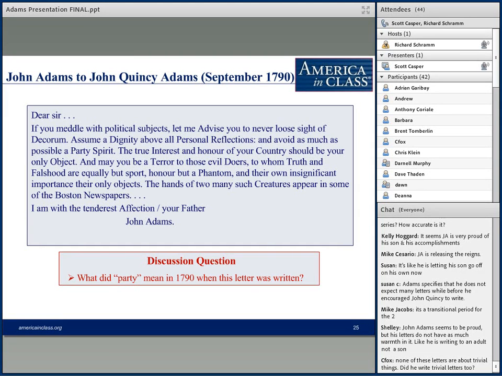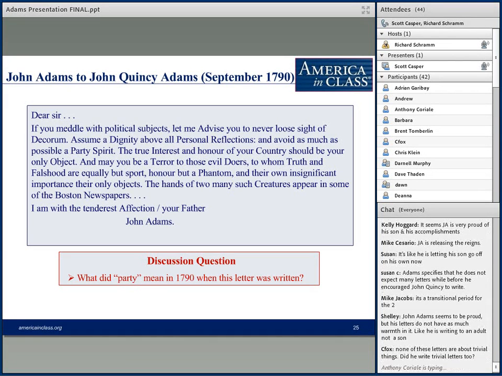And John writes to John Quincy, "Dear sir, if you meddle with political subjects, let me advise you to never lose sight of decorum. Assume a dignity above all personal reflections, and avoid as much as possible a party spirit. The true interest and honor of your country should be your only object, and you may be a terror to those evildoers to whom truth and falsehood are equally but sport, honor but a phantom, and their own insignificant importance their only objects. The hands of too many such creatures appear in some of the Boston newspapers. I am, with the tenderest affection, your father, John Adams."